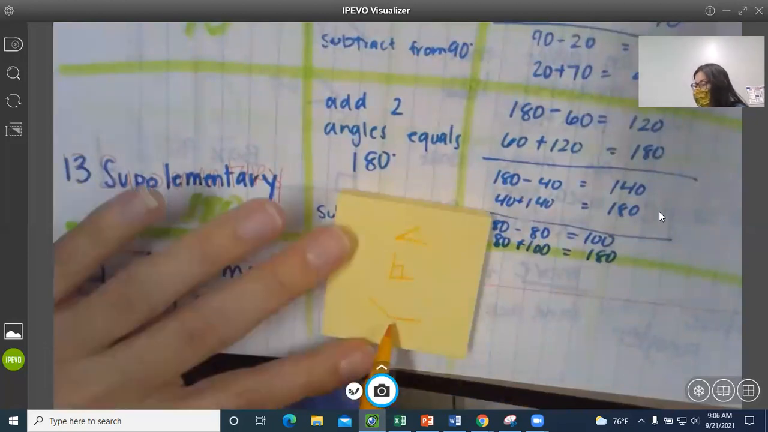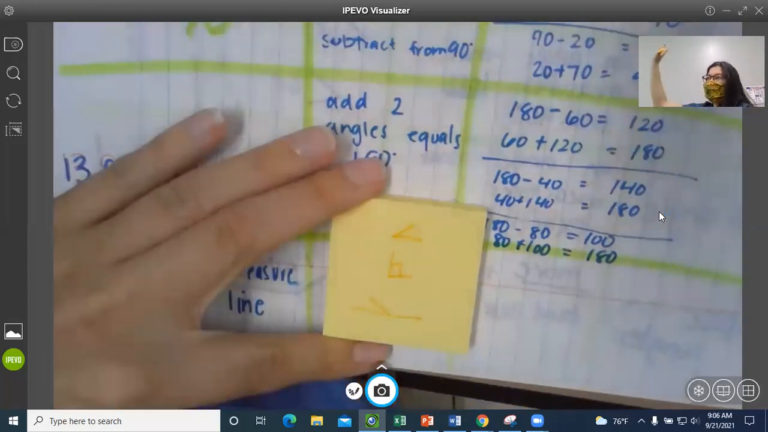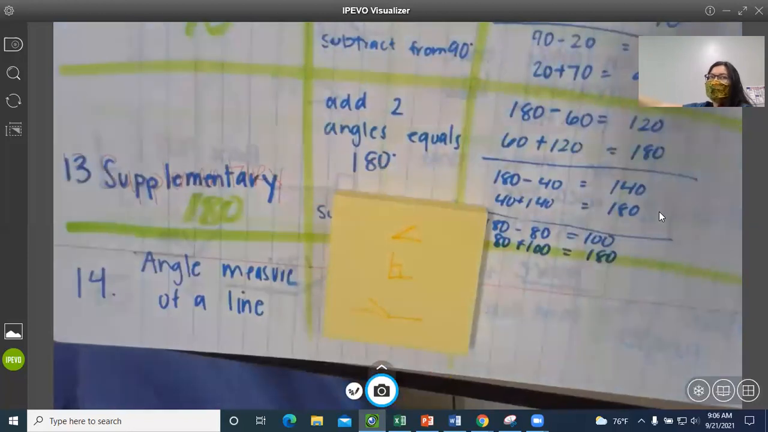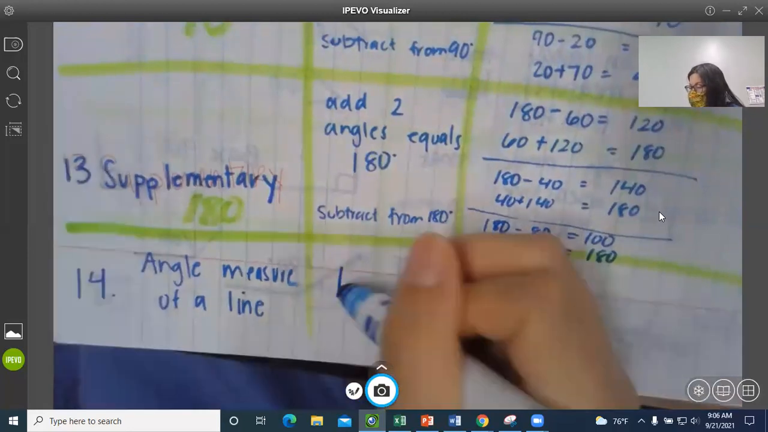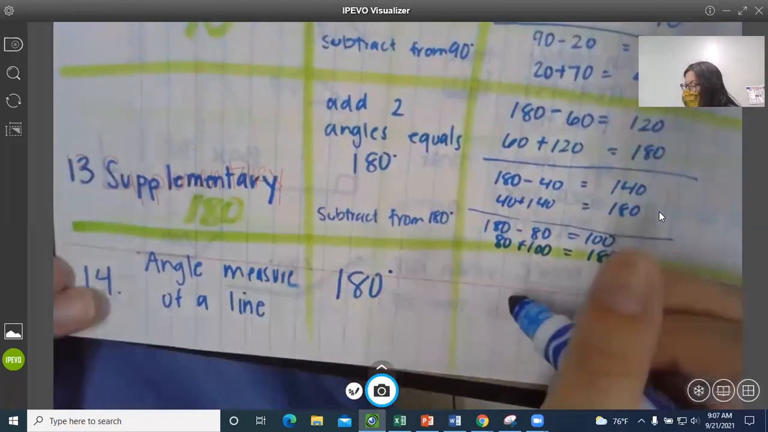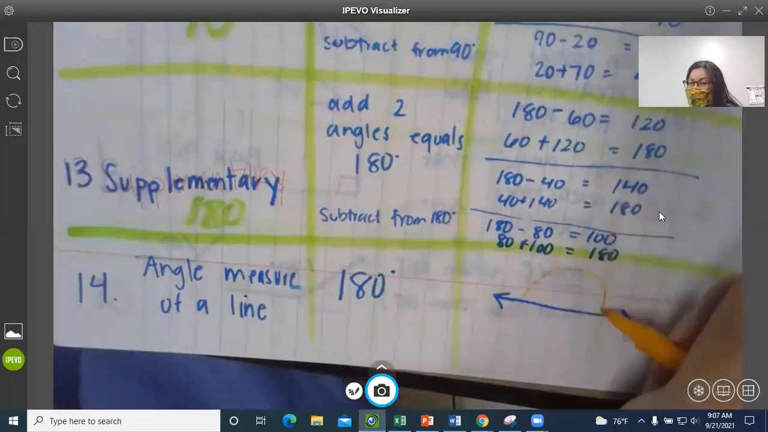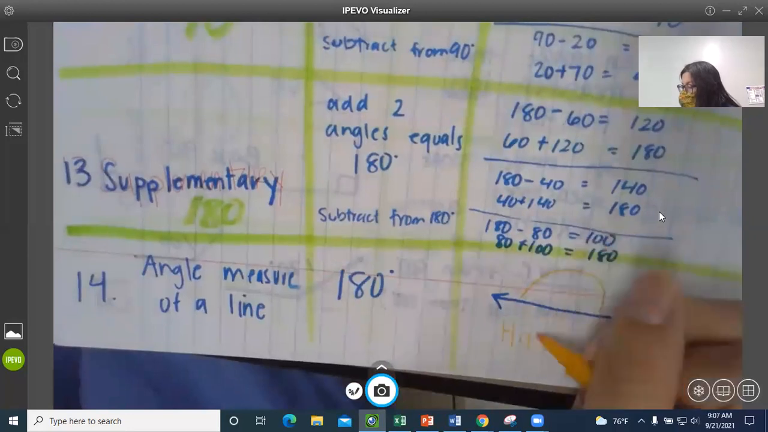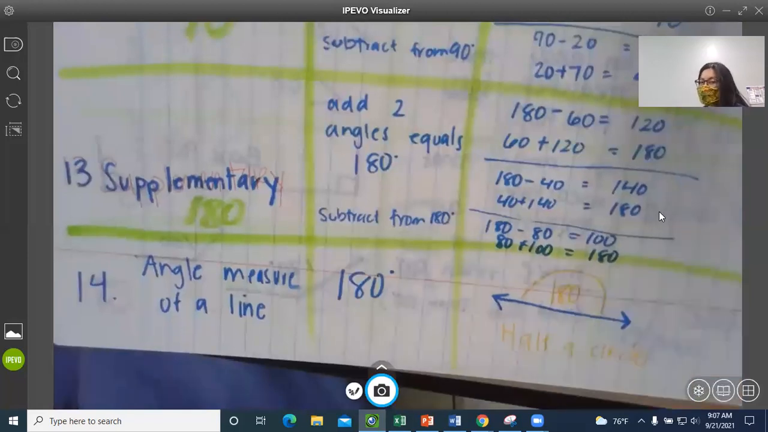So if this keeps expanding, what will it end up looking like if it keeps going? Like a line. So the measure of a line is 180 degrees. Okay, the measure of a line is 180 degrees. The other way you could think about it is a circle is 360. So a line, the angles on top of the line are half a circle. That's something you have to know for geometry. Okay, the measure of a line is 180 degrees. Think about it as a half circle.